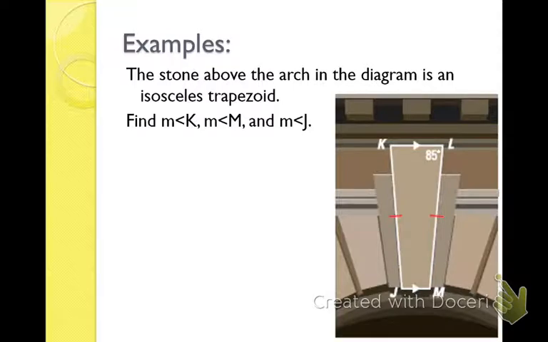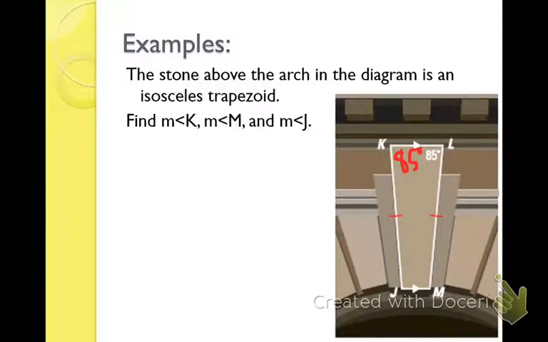Okay, so here's an example. The stone arch above in the diagram is an isosceles trapezoid. Find K, M, and J. Okay, so let's find K first. What would K be and why? 85. Yeah, it'd be 85 because it's the other member of the pair of congruent base angles, so that'd be 85, right?